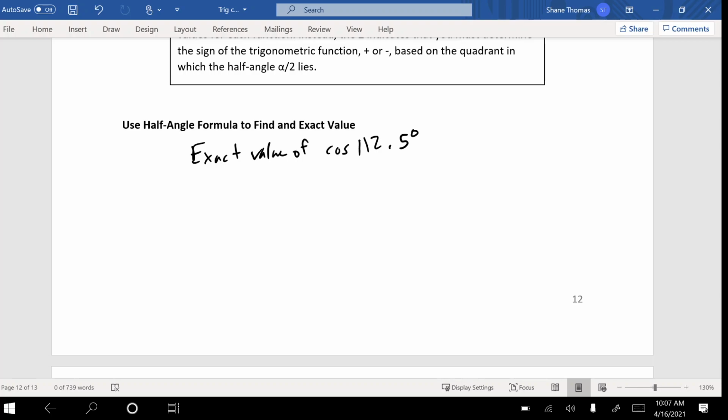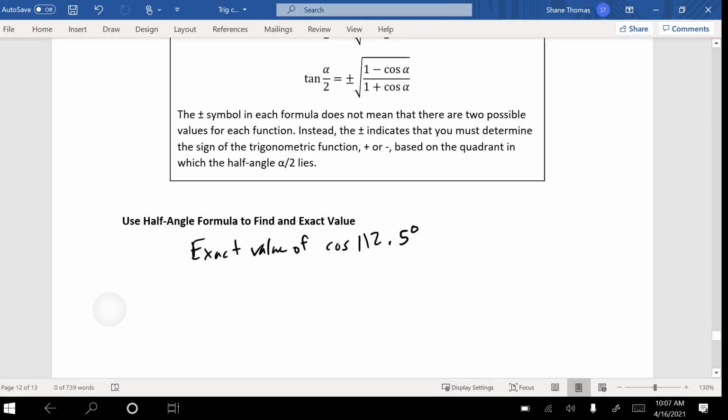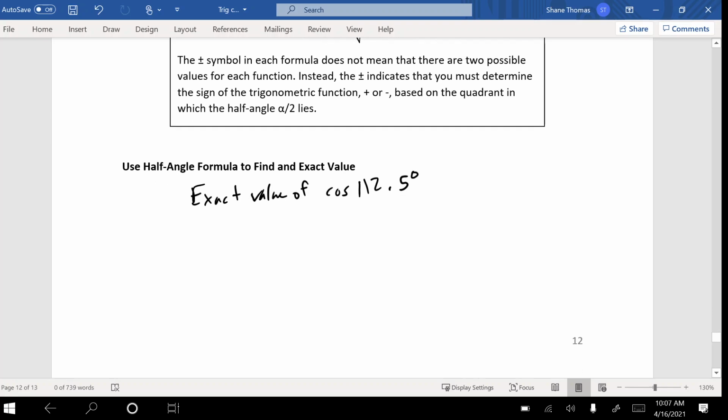15, 112. We're close, but we just said about half angles, right? 112 is half of 225. So I can rewrite the cosine of 112 and a half as the cosine of 225 over 2. Now we have something that's on our unit circle.